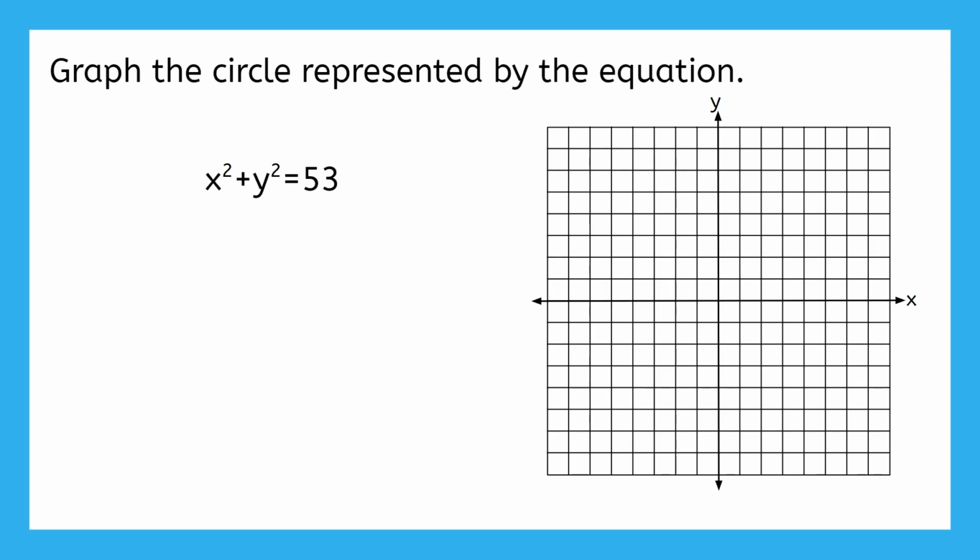Okay, this equation does look a little bit different, doesn't it? There are no parentheses, and there doesn't even seem to be an h or a k. I want you to try this one on your own, but I will give you a hint. If you had to rewrite this as x minus something squared and y minus something squared, what could you subtract here that wouldn't actually change x or y? Pause the video to think on that and graph the circle now.